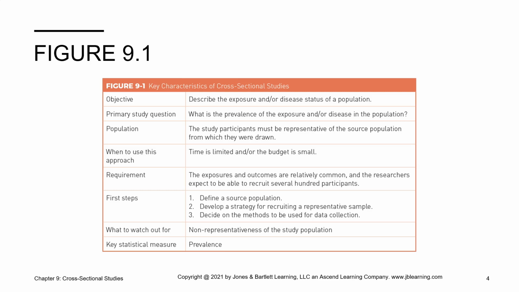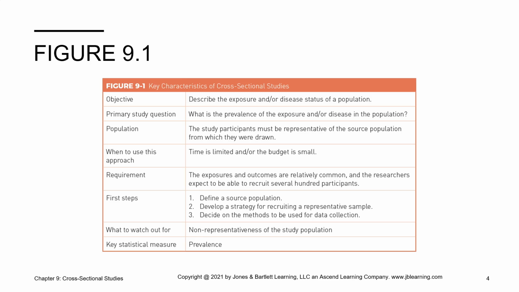The objective of a cross-sectional study is to describe the exposure and/or disease status of a population. The primary study question is something like, what is the prevalence of the exposure and/or the disease in a population? The population of a cross-sectional study typically includes study participants that are drawn to be representative of a source population that they come from.